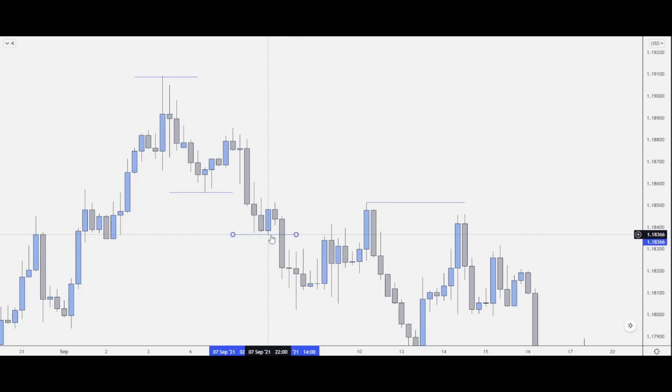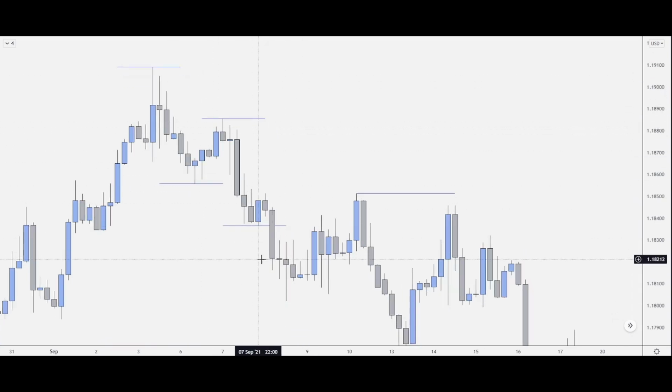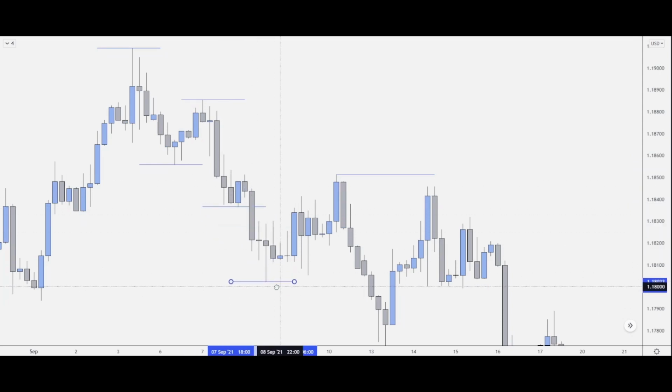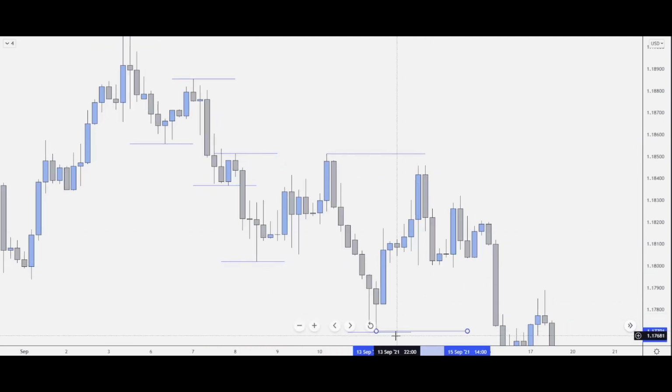Three candles. Go back in time. High. Broke structure to the downside. Low. Go upwards. High. Low. I've already got this one marked. There we go.